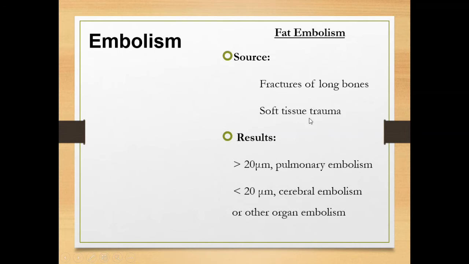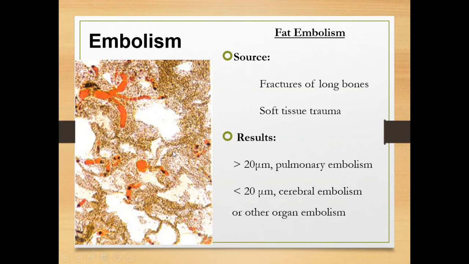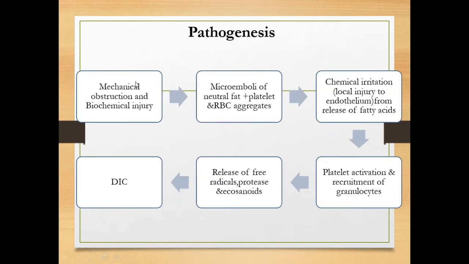The results are pulmonary embolism, cerebral embolism, or other organ embolism, such as the presence of fat in the systemic circulation. How does it occur? Mechanical obstruction and biochemical injury due to the release of many chemicals by the injury. Microemboli of neutral fat plus platelet and RBC aggregates. Chemical irritation, with local injury to the endothelium from release of fatty acids. Platelet activation and recruitment of granulocytes. Release of free radicals and proteases that can cause DIC.